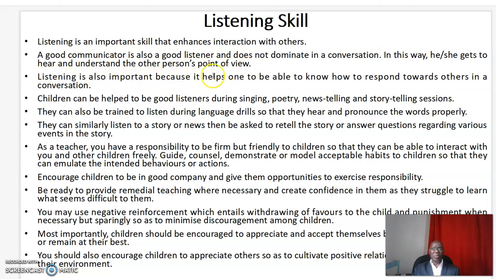Listening is also important because it helps one to be able to know how to respond towards others in a conversation. Children can be helped to be good listeners during singing, poetry, news telling, and storytelling sessions. They can also be trained to listen during language drills so that they can hear and pronounce the words properly. They can similarly listen to a story or news and then be asked to retell the story or answer questions regarding various events in the story.